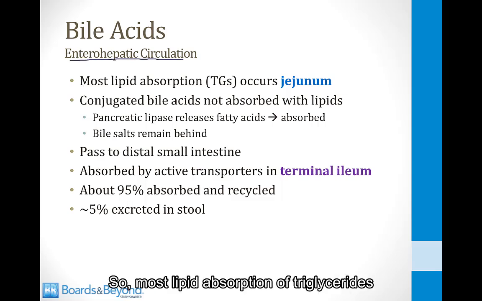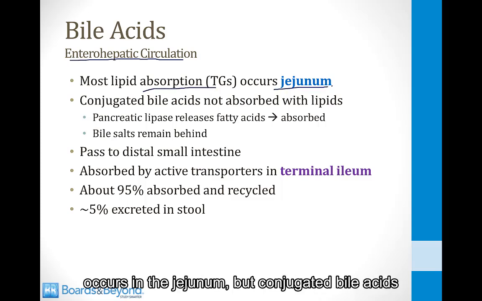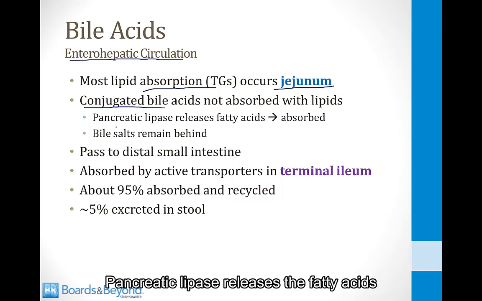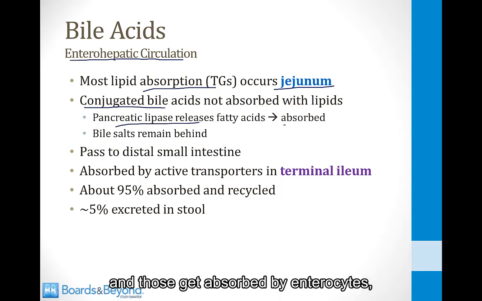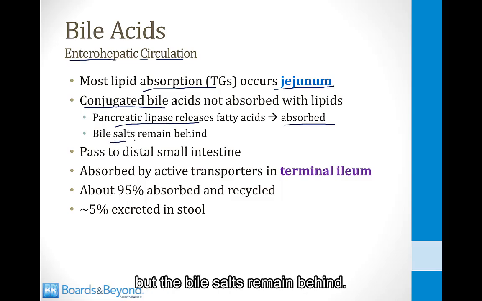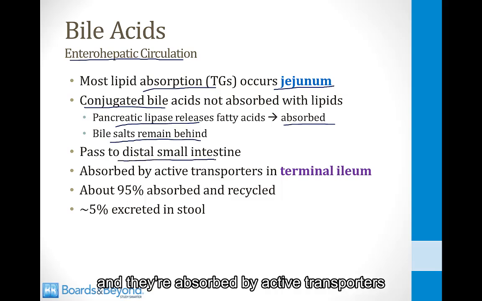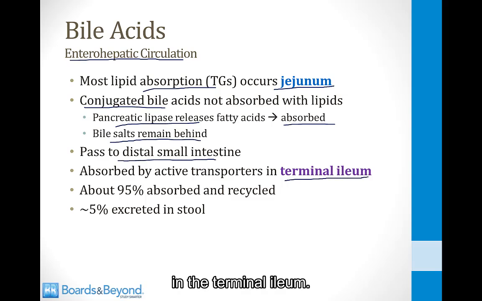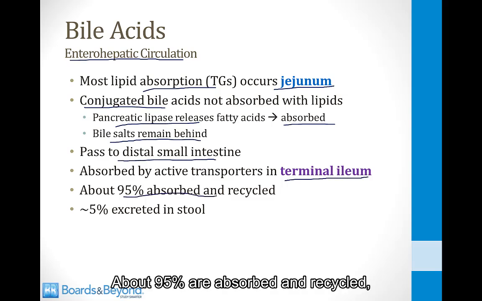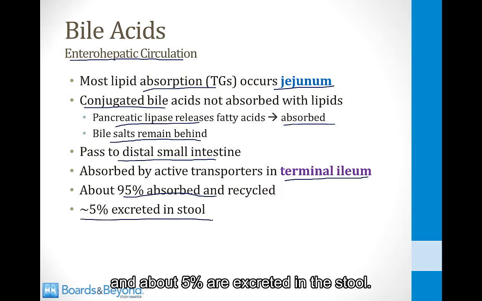So most lipid absorption of triglycerides occurs in the jejunum, but conjugated bile acids are not absorbed with the lipids. Pancreatic lipase releases the fatty acids and those get absorbed by enterocytes, but the bile salts remain behind. They then pass to the distal small intestine and they're absorbed by active transporters in the terminal ileum. About 95% are absorbed and recycled, and about 5% are excreted in the stool.